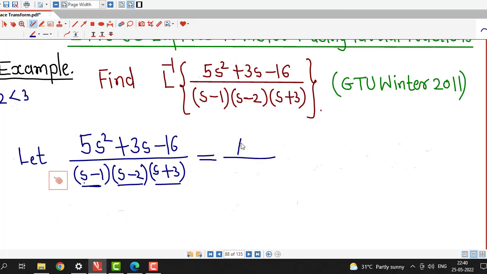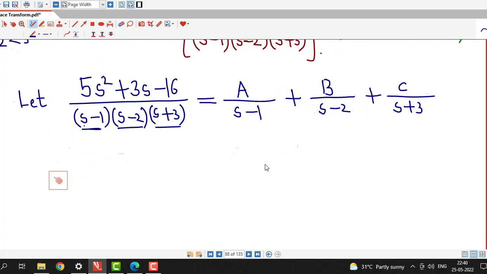So I can write this rational function as the sum of three partial fractions corresponding to each linear factor. I can write partial fractions in this way: c divided by s plus 3. I have three linear factors. So for s minus 1 I write constant a in the numerator. Similarly b and c for s minus 2 and s plus 3.